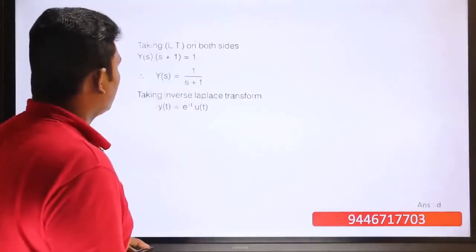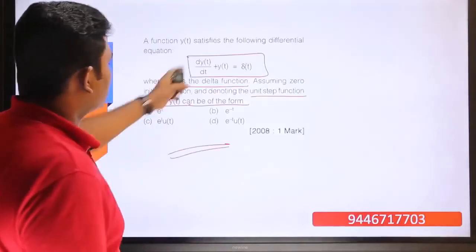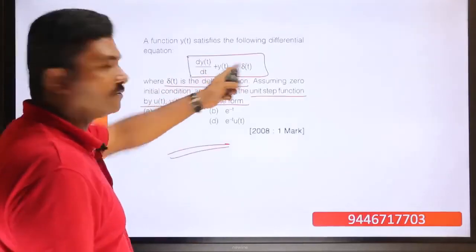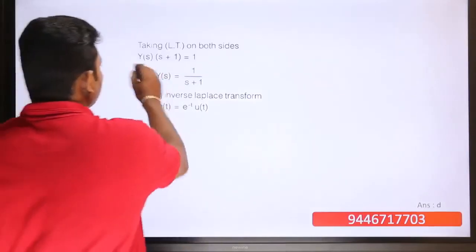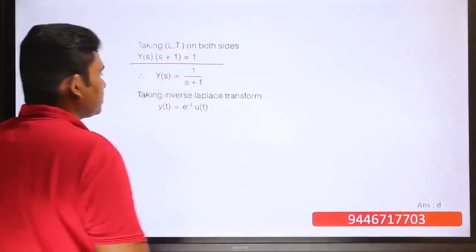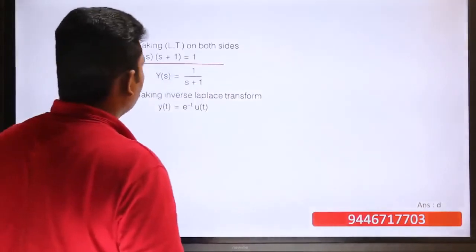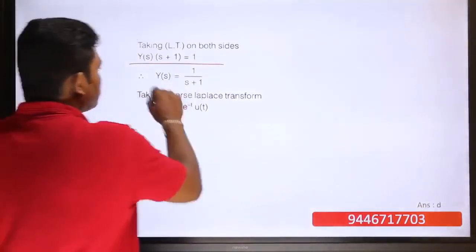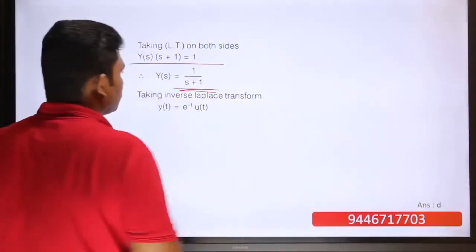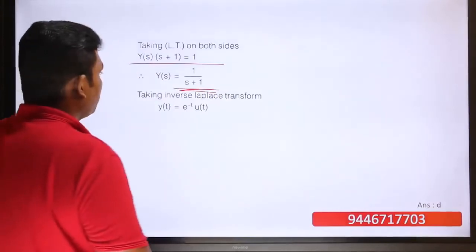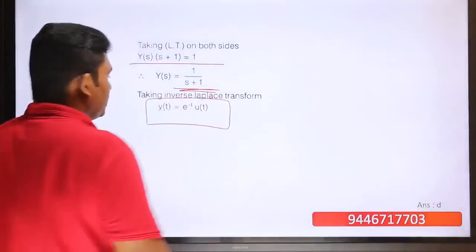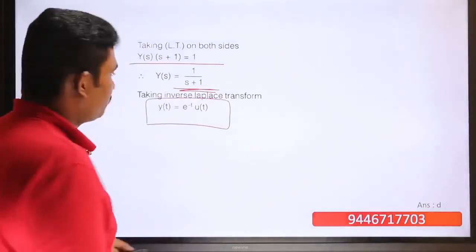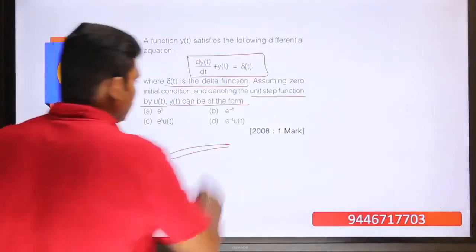So our expression is given as d by dt of y of t plus y of t is equal to delta of t. So taking Laplace transform on both sides, we will get y of s into s plus 1 is equal to 1 because delta of t converts to 1, and then y of s becomes equal to 1 divided by s plus 1. When you take the inverse Laplace transform you will get y of t as e raised to minus t u of t, and then what is our answer?